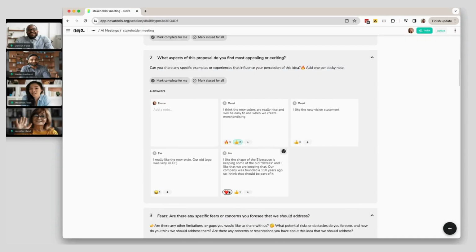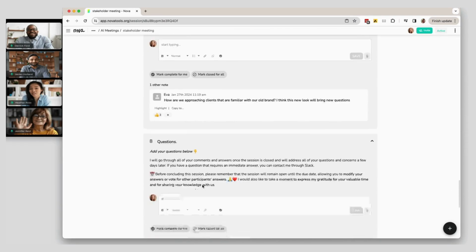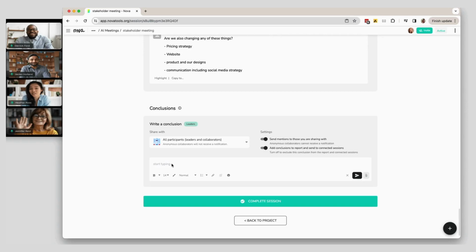With Nova, cross-functional teams like yours can leverage their collective intelligence, ensuring a successful collaborative journey, regardless of its complexity or the number of individuals involved in the decisions.